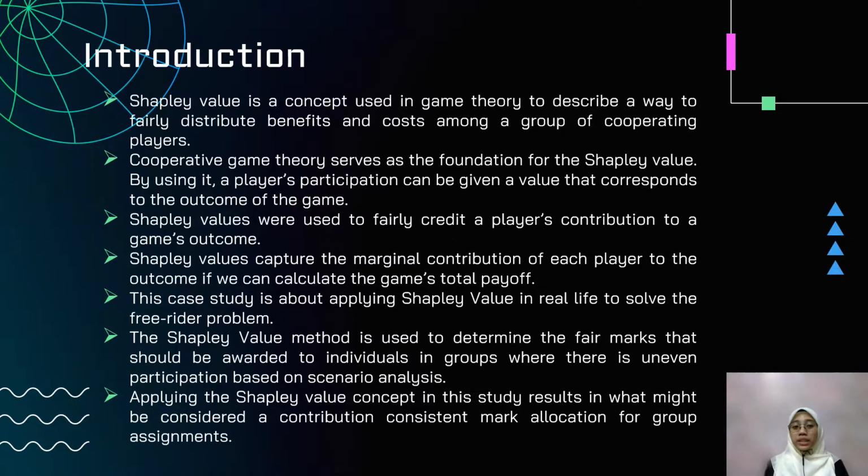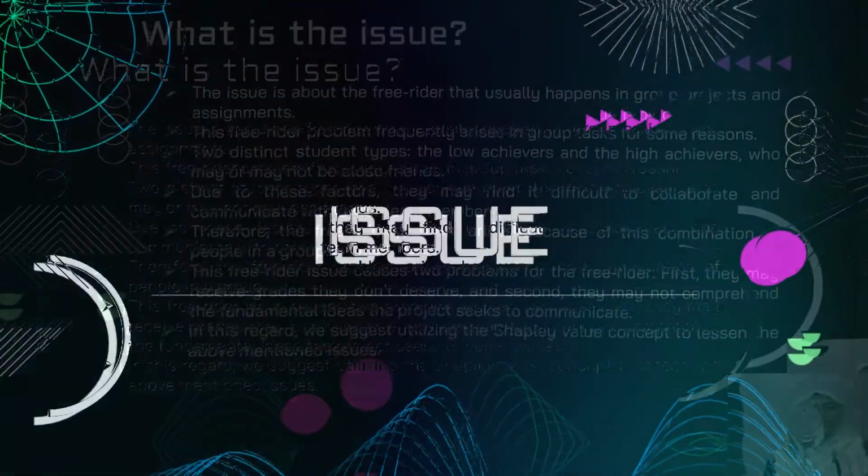So, this case study is about applying the Shapley value in real life to solve the free rider problem. By treating peer evaluations as a cooperative game and treating each group member fairly to reduce the impacts of collisions, this study applies the Shapley value to peer evaluations conducted in classes. The Shapley value method is used to determine the fair marks that should be awarded to individuals in groups, where there is uneven participation, based on scenario analysis. Situations that support the free rider problem were presented as scenarios using cases involving 2 and 3 student members. Applying the Shapley value concept in this study results in what might be considered a contribution-consistent mark allocation for group assignments.